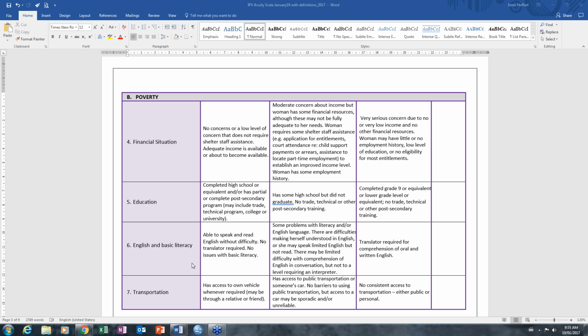And we have another question from Kristen. What would you score someone on B6 if they could speak English but couldn't write it very well? A 3 or 5? Or sorry, couldn't write English. I'd say a 3, because they can speak it, so a translator might not be required, but there are still issues with writing.